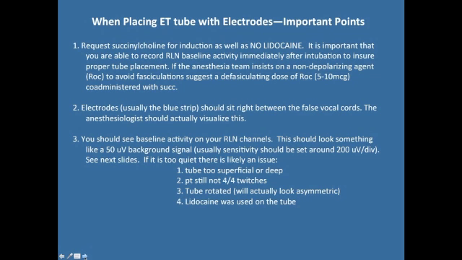And again, if we're too quiet, we might have a tube that's not at the cords. The electrode's not at the cords. It's either too superficial or too deep. You may have a patient that doesn't have 4 twitches. You may have a rotated tube, which you could see some asymmetry in your right and left. Or they may have used lidocaine.